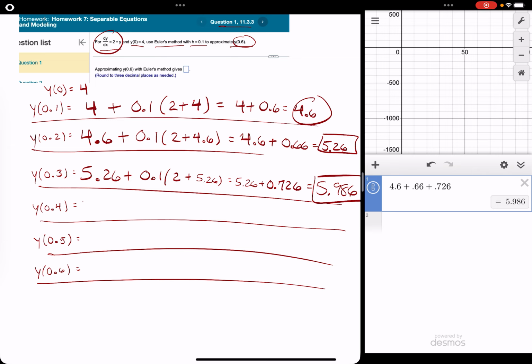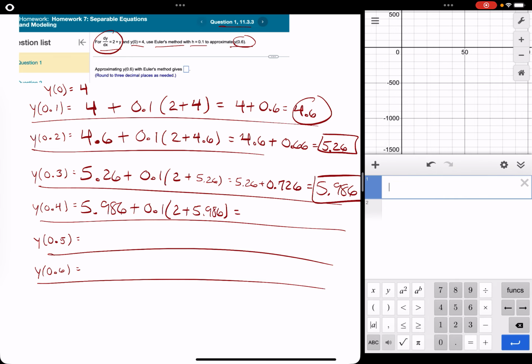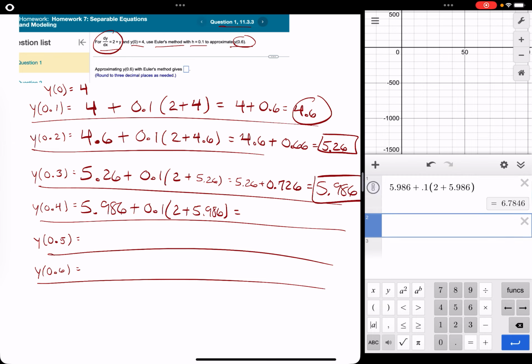So we're halfway through. So y of 0.4 would be 5.986 plus 0.1 times 2 plus 5.986. And we're going to get something for that. So I might try to Desmos it the rest of the way out, because hopefully you get the pattern here. So we're going to do 5.986 plus 0.1 times 2 plus 5.986. Okay, so we get 6.78. So I'll type the rest of these.